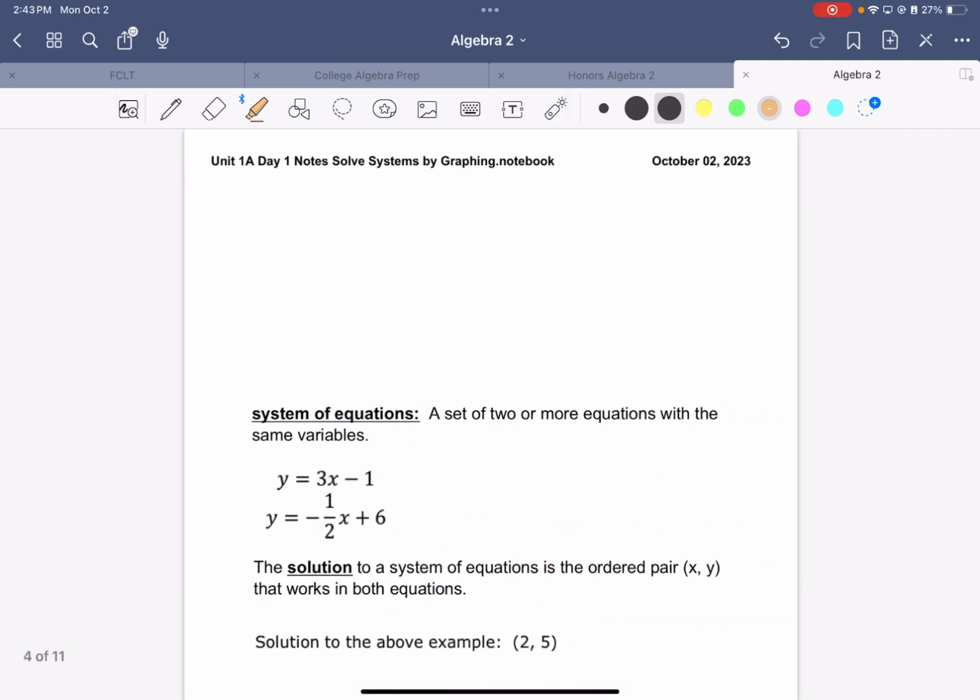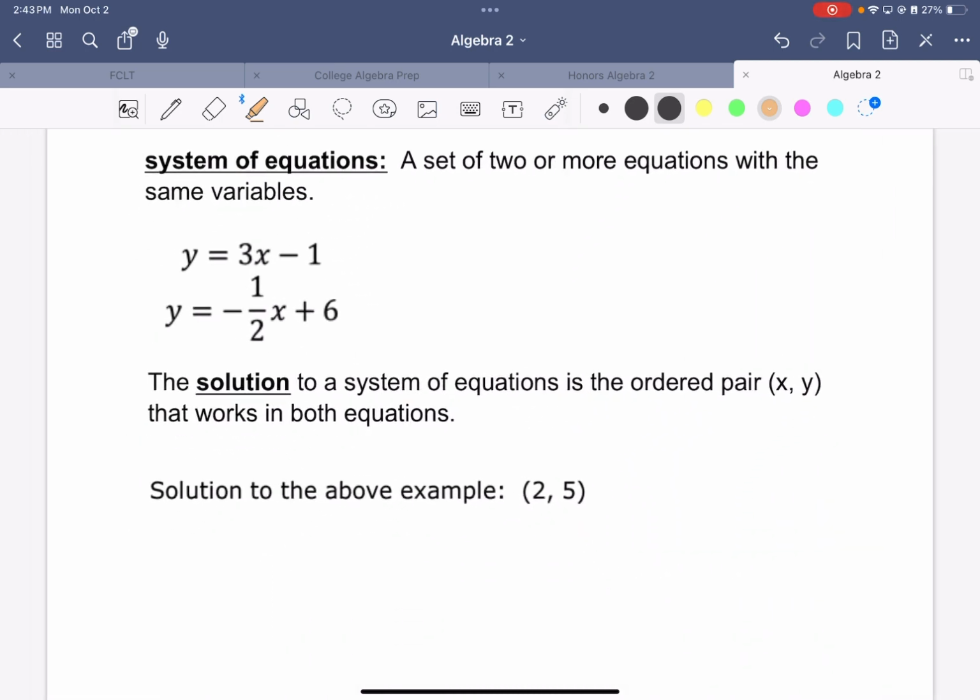So if we're solving these systems of equations by graphing, the first thing we probably need to define is, what is a system of equations? So for your notes, a system of equations is a set of two or more equations with the same variables. As you're writing that down, you're going to have two equations where you want the solutions to be the same.